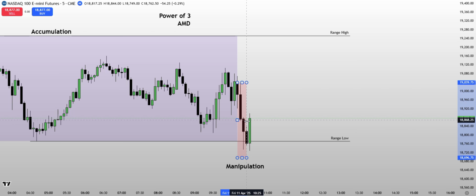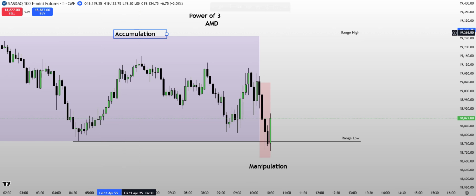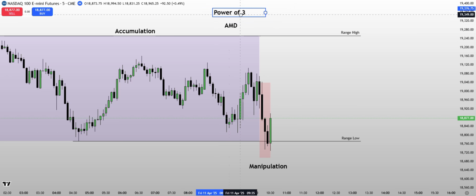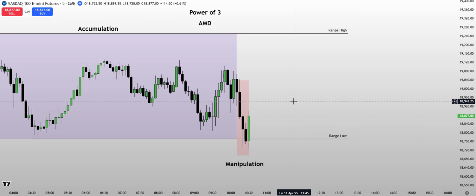So that's the manipulation phase done. Accumulation number one, manipulation number two. And what do we see now on the lower time frame?